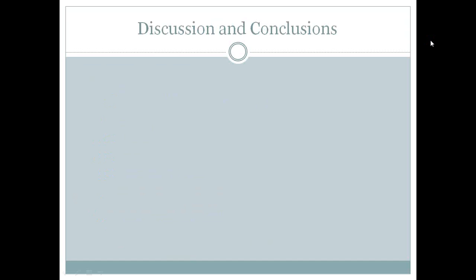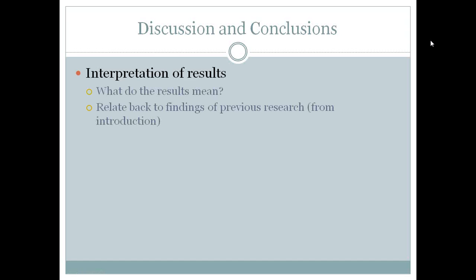So the next part is the discussion and conclusions. This is the interpretation of results. What do the results mean? You always want to relate the findings back to your introduction and what the literature said about previous research on this area. So if you're doing carpal tunnel syndrome, we'll stick with the same case.